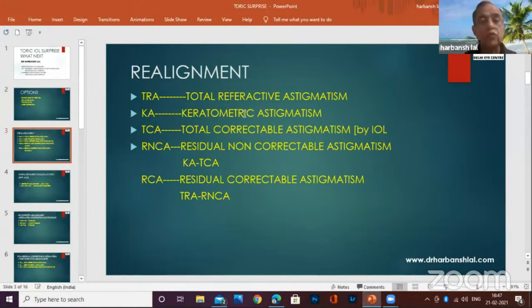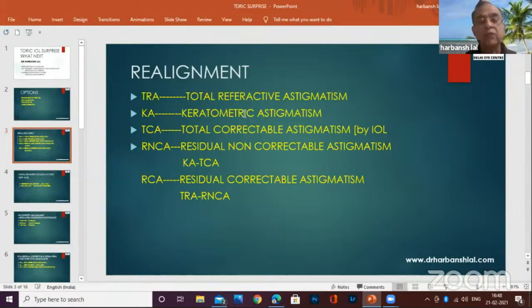So whenever we want to do realignment, I would like to explain certain terminology. One is that we need to know after surgery what total refractive astigmatism the patient has got. What is the keratometric astigmatism now, not pre-operatively, post-operatively. What is the total correctable astigmatism by the IOL, and what is the residual non-correctable astigmatism? That means if suppose the patient had a corneal astigmatism of 2 and you have put on a toric IOL which can correct only 1, that means one diopter cannot be corrected by the realignment of the toric IOL.